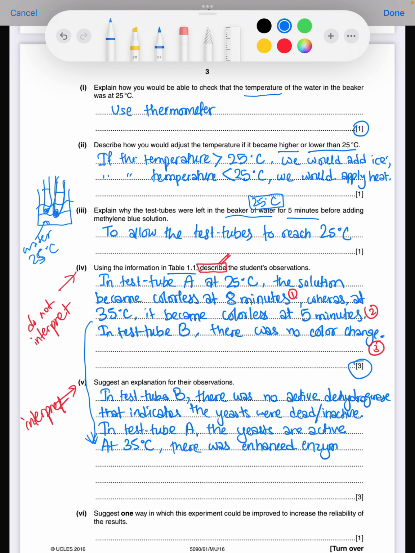Why? How do you know this? Because the color change happened earlier. The color change occurred at 5 minutes. Okay, so there was an enhanced enzyme activity. That's where your 3 points go. So I would point it out.